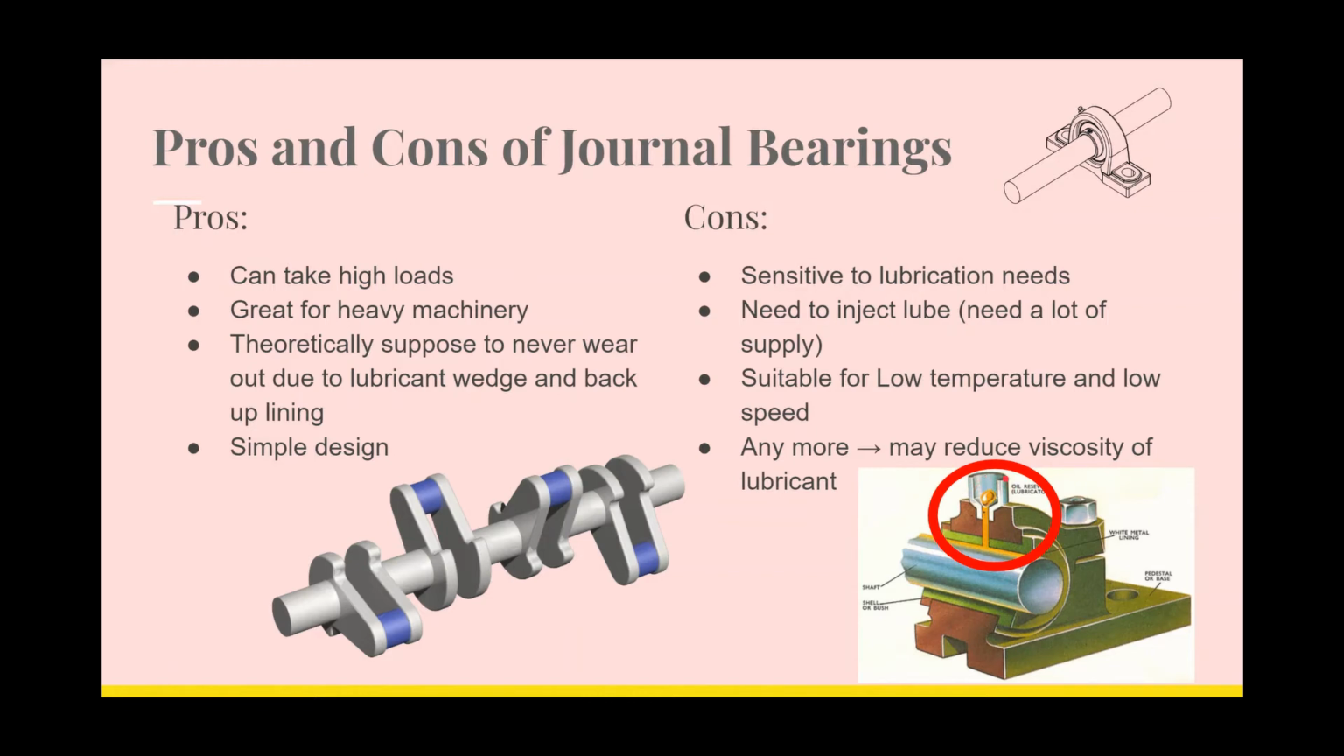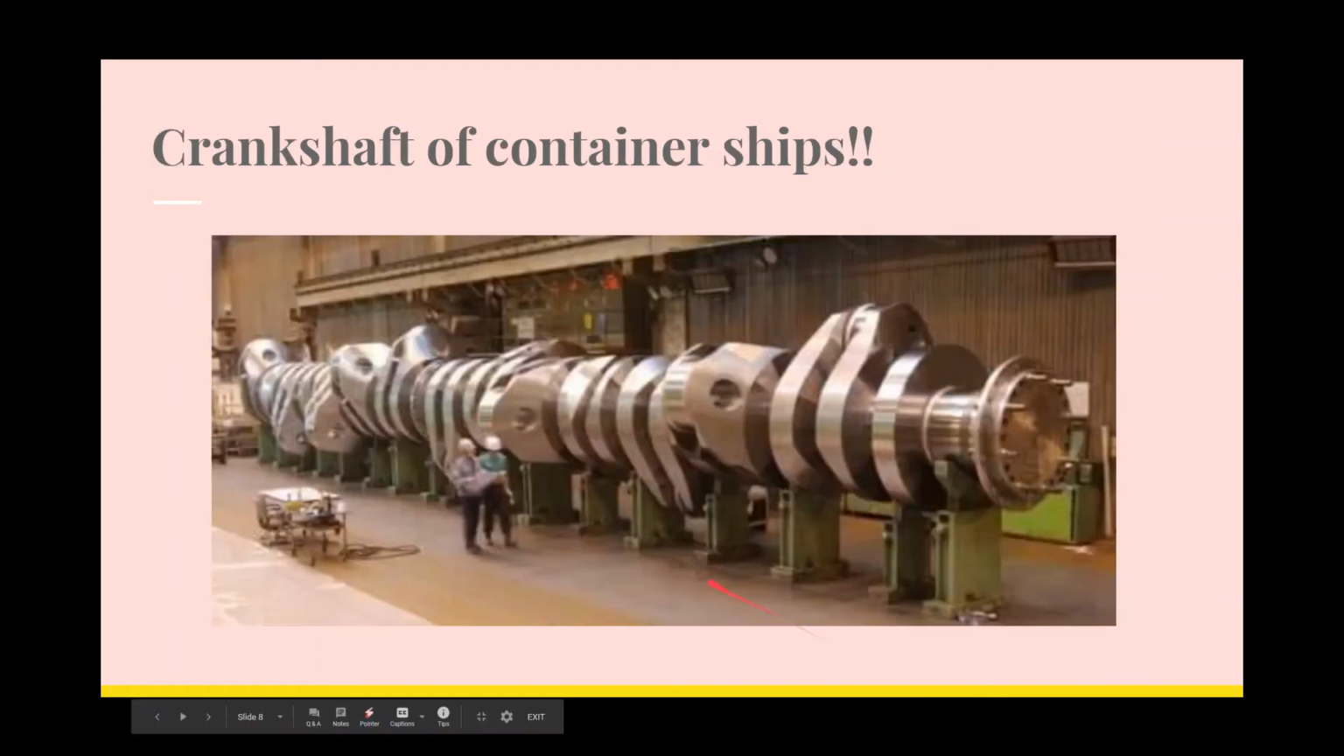Here's the inlet where you have to pour the lube in, which you need a great supply of in order to maintain it. This is a crankshaft of a container ship. As you can see, it's incredibly large and it's very heavy, but it works well because it can handle the radial loading. You can see this is the bearing right here. The shaft is going through it.